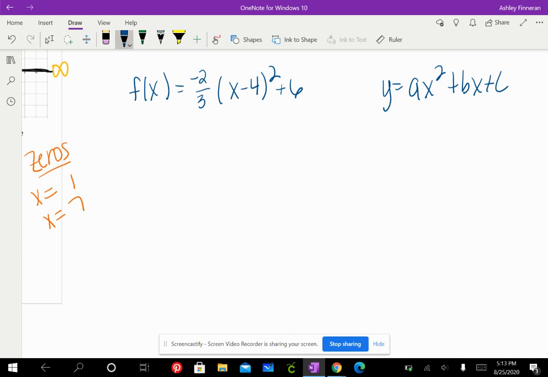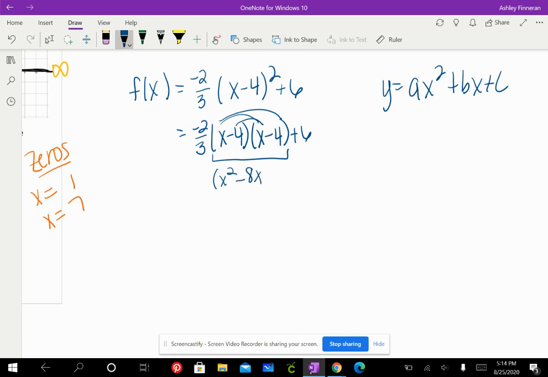So the first thing that we need to do is follow order of operations. So basically, we're just expanding this. So I'm going to make it negative 2/3 times x minus 4 times x minus 4, plus 6. And then in math, we can only multiply two things together at once. So I'm going to start with x squared. And then I'm foiling. So minus 4x, minus 4x. And then negative 4 times negative 4 is plus 16.